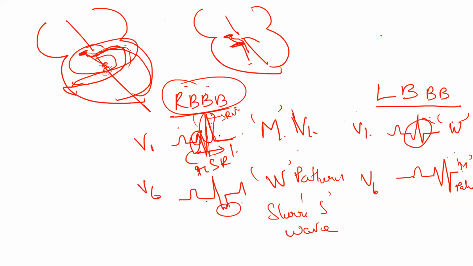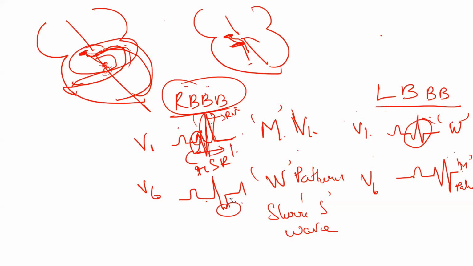Sir, can we say that in left bundle branch block V6 has slurred S waves? A slurred S wave is a typical feature of right bundle branch block in V6, because S waves do not normally appear in V6. When repolarization is delayed, that's why you get a slurred S wave in V6 in right bundle branch block. Okay. Thank you, sir.